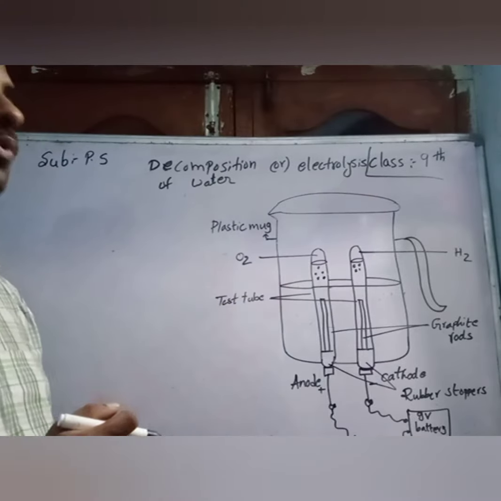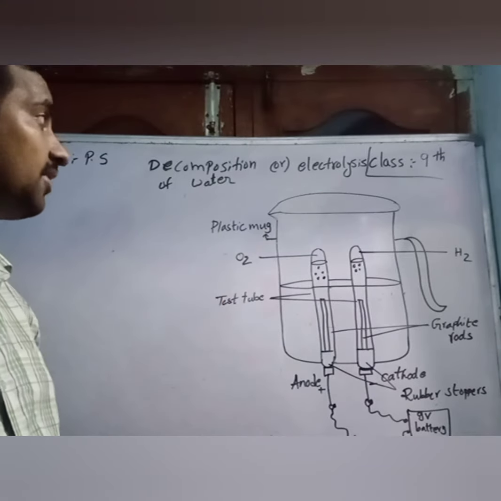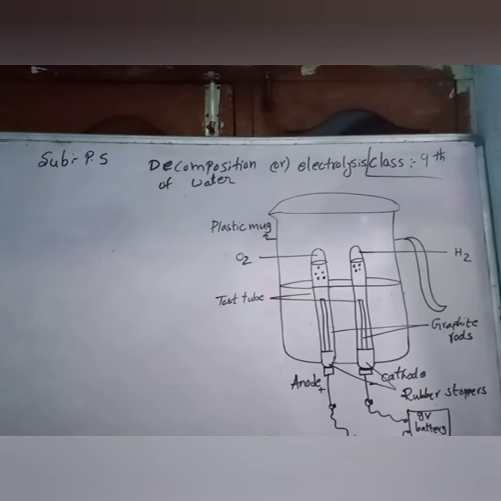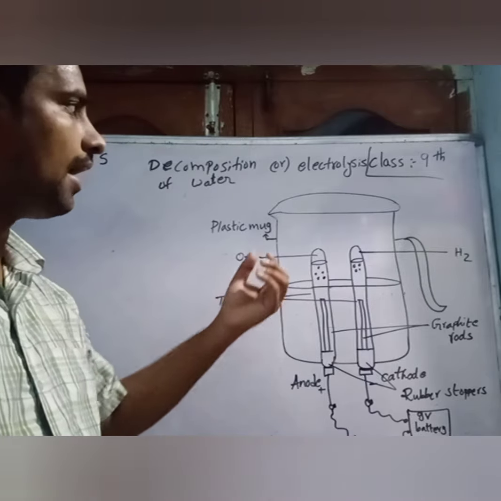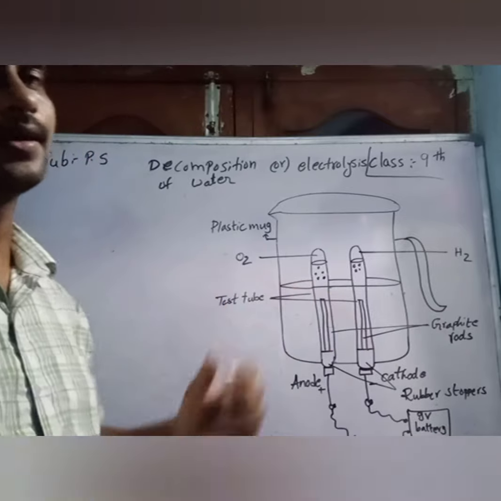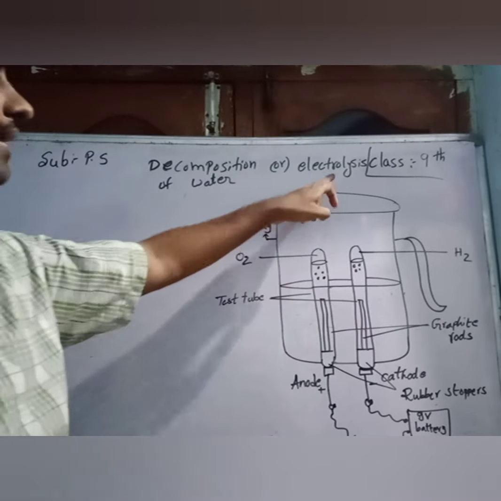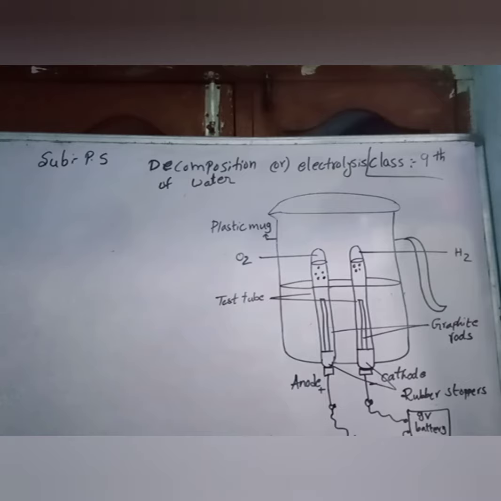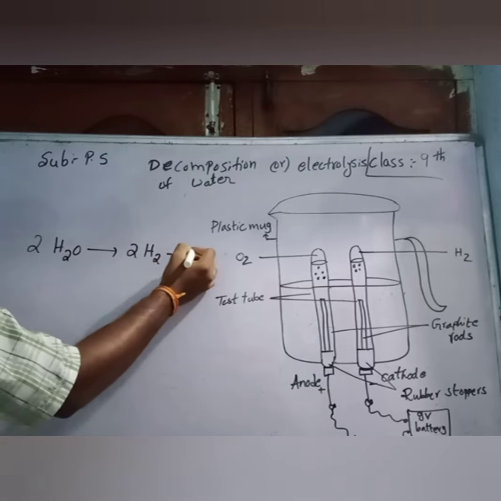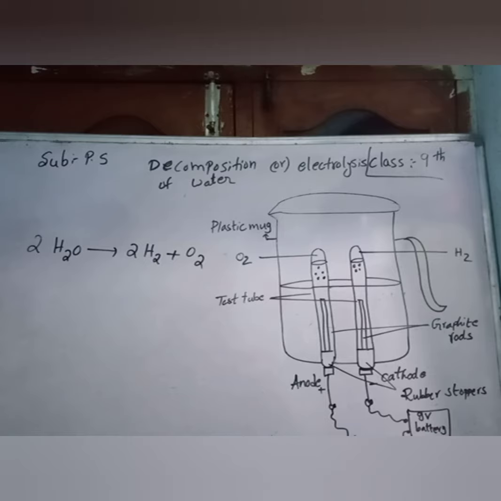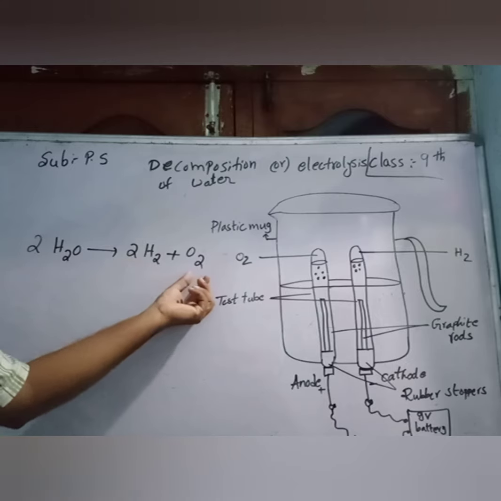Today we discuss decomposition reaction or electrolysis of water. What is electrolysis? Electrolysis of water means when current is passed through water, it gives hydrogen and oxygen. This phenomenon is called electrolysis. Clear? So 2H2O gives rise to 2H2 gas and O2 gas. Here the water molecule is divided into two subcompounds, hydrogen gas and oxygen gas.